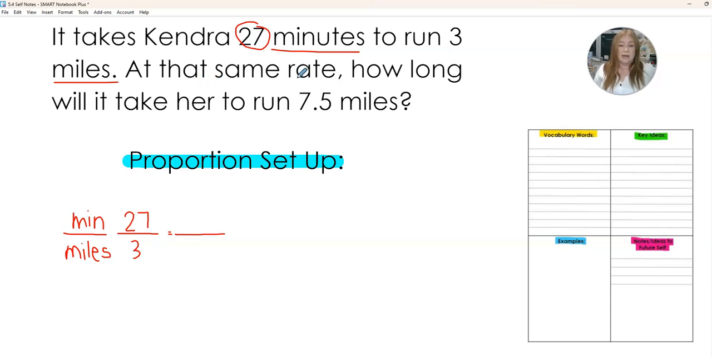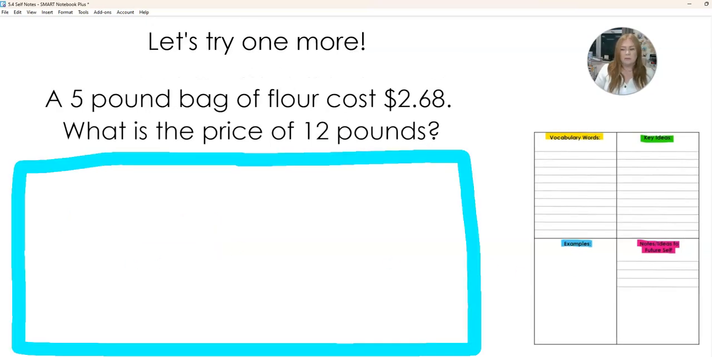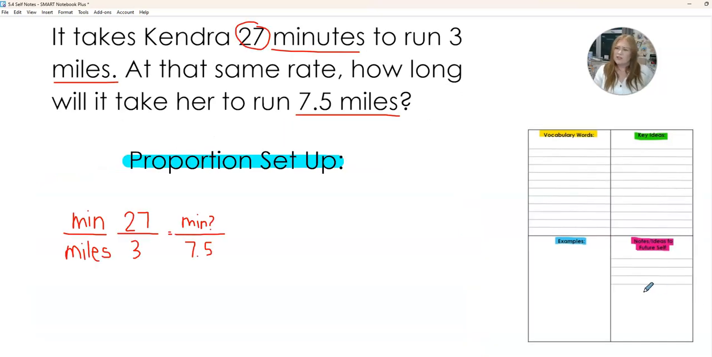Now at that same rate, we're going to make a new proportion here. How long will it take her to run 7.5 miles? We have miles on the bottom, so I'm putting 7.5 on the bottom here, because those were miles. She went 3, now she wants to go 7.5. We're trying to find this number up here. We're trying to find these minutes. We do not know those yet. Every time, this is going to be our proportion setup, so make sure you have that written down. Oh, we're not done. We're going to finish this one.